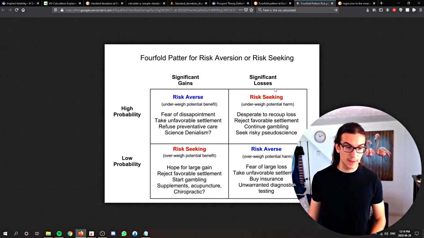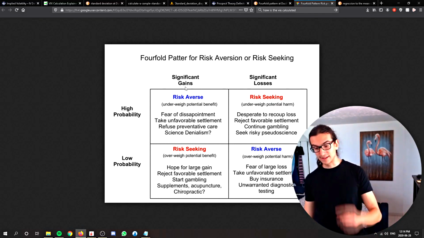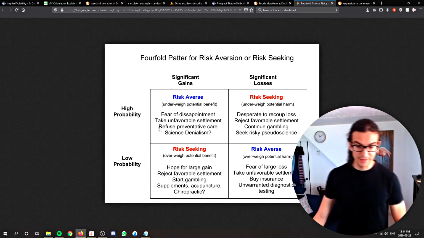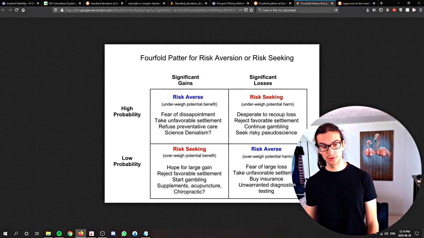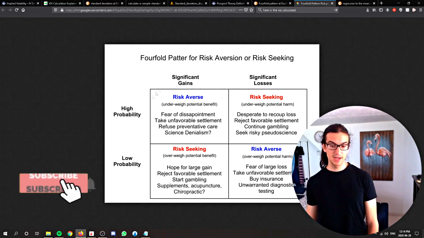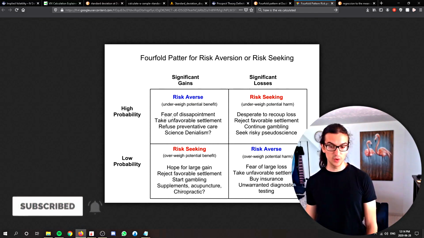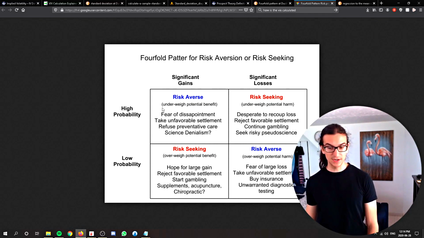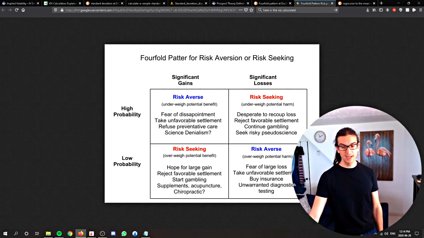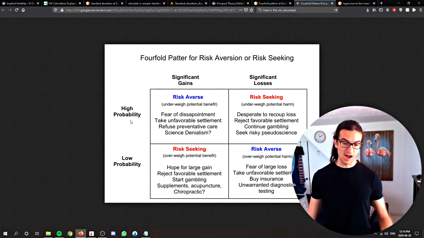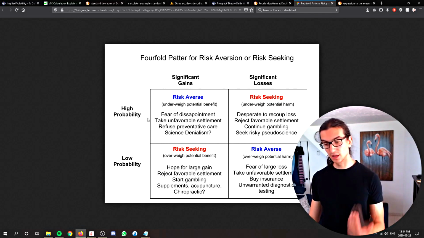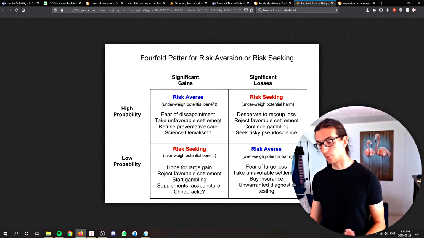So look at the fourfold pattern, and we have two events. We have a high probability event and a low probability event. And I'm going to explain to you how this relates to options trading in a little bit here. So the first one is a high probability of significant gains. We are more risk averse because we underweight the potential benefit. We have a fear of disappointment, taking a favorable settlement. And the reason for this is simply because it's a high probability of significant gains, but there's still a potential chance that we can be disappointed.